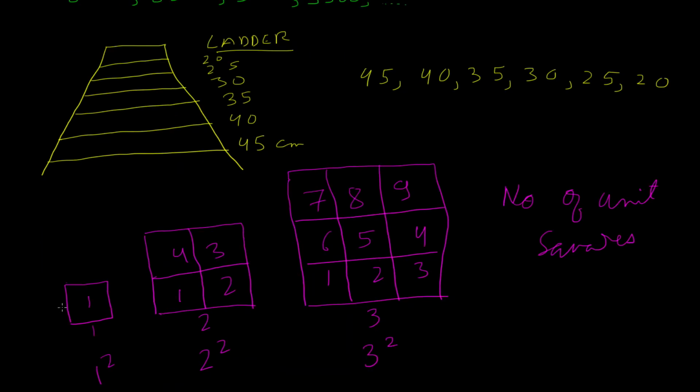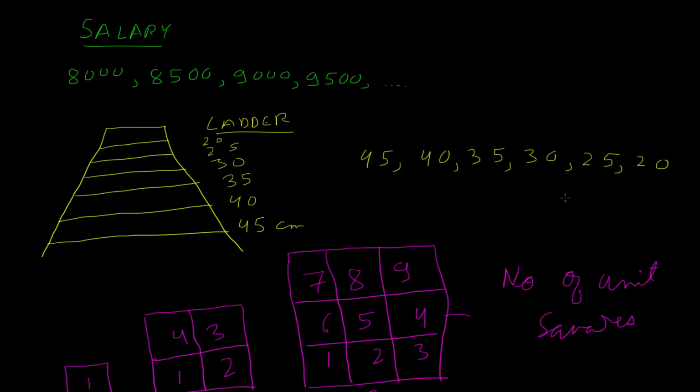Another such example is if we count the number of unit squares. If we have a square of say length 1, then we have 1 unit square. If we have a square of length 2, we have 1, 2, 3, 4, or 2 square number of unit squares. If we have a square of length 3, then we have 1, 2, 3, 4, 5, 6, 7, 8, 9, or 3 square number of unit squares.